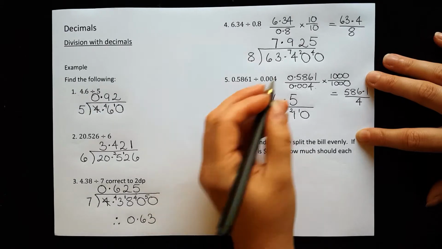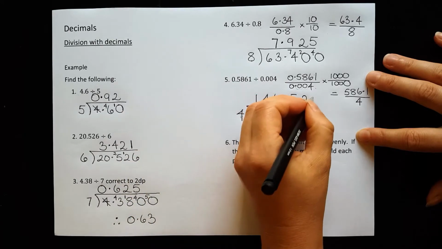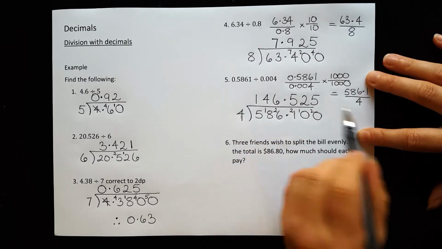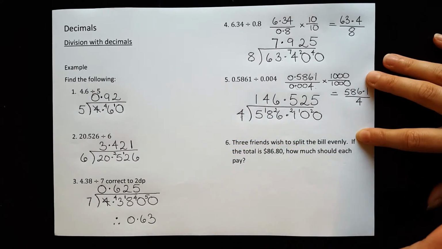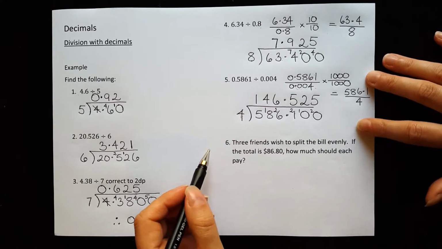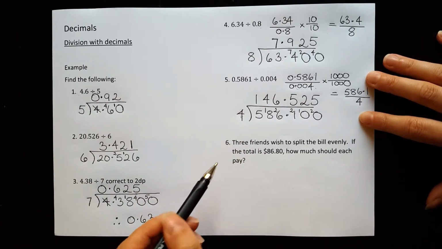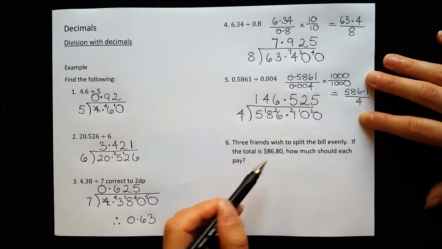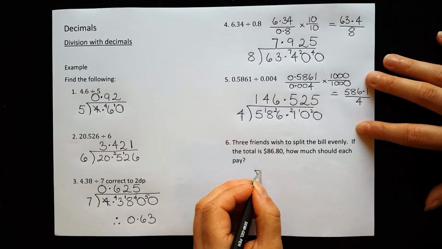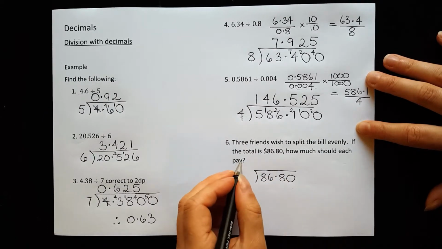10 divided by 4 goes twice, with a remainder of 2. And 20 divided by 4 goes exactly 5 times. So quite a lot of dividing in there to get an answer of 146.525. Now my last question on the page here, question 6, is my wordy question. So I have 3 friends who wish to split the bill evenly. If the total is $86.80, how much should each pay? We want to divide the bill $86.80 here by 3 friends.